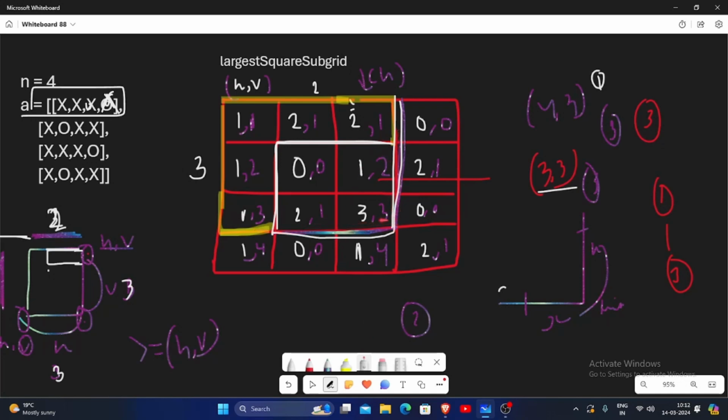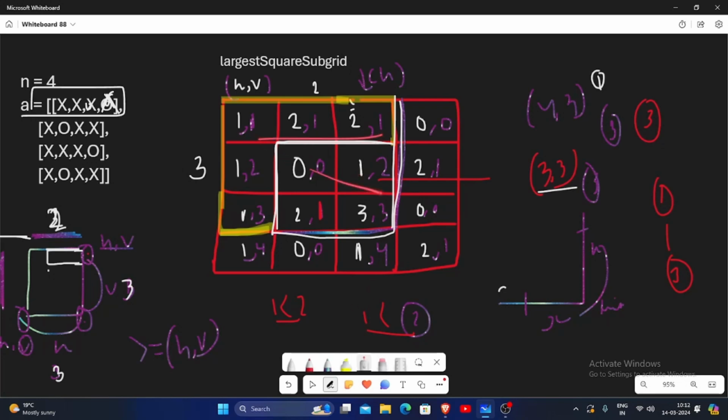So now if I jump to this point and I ask, tell me your horizontal, it gives 1, and this 1 is less than 2. That means this will not form a square matrix. And if you ask this one, tell me your vertical, it is 1 here, and this 1 is also less than 2. That means this square matrix will also not form a particular square.